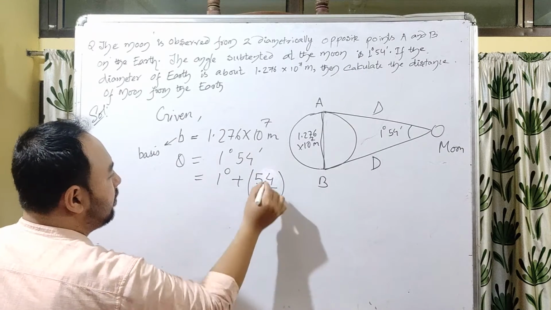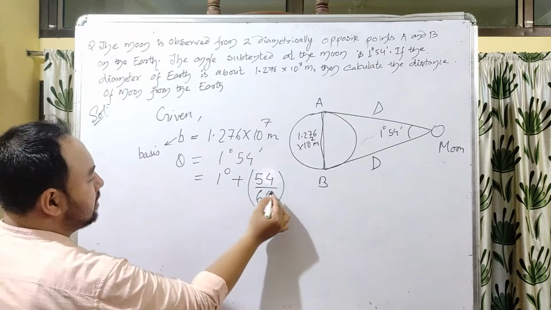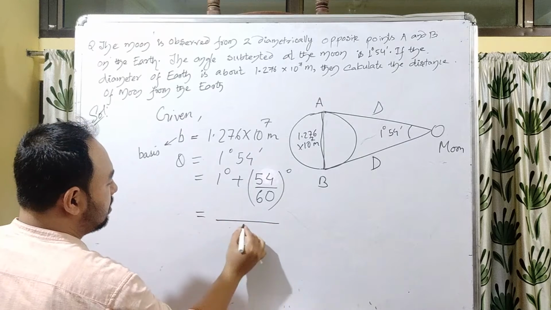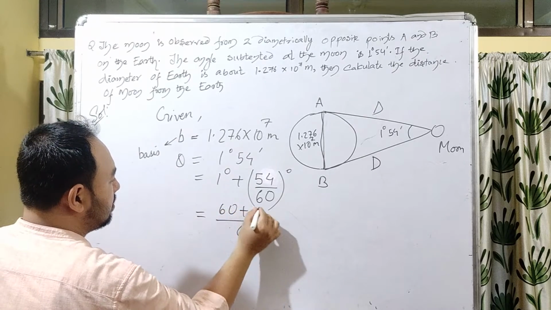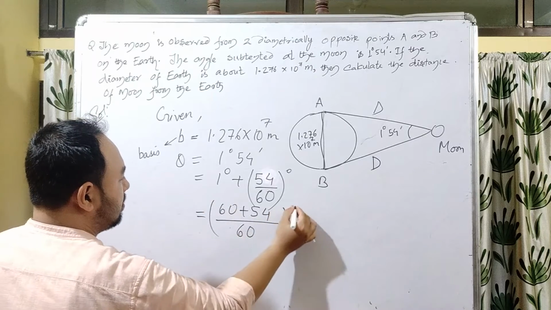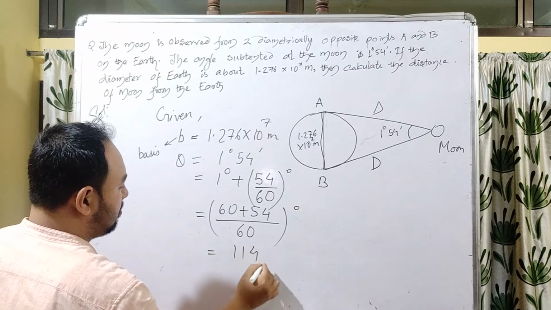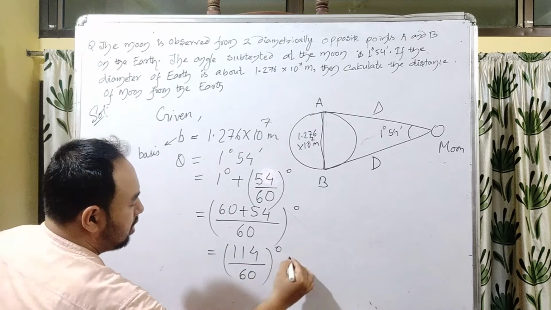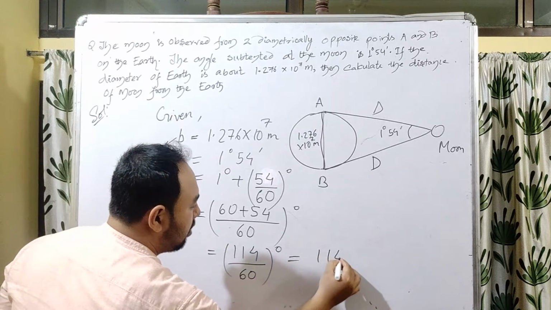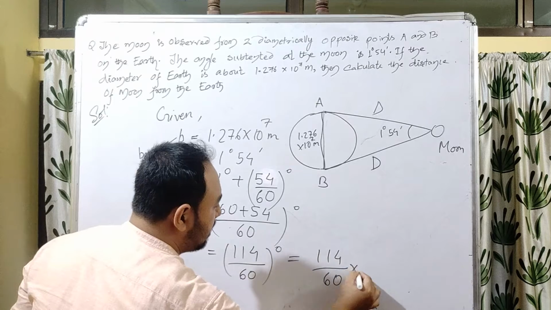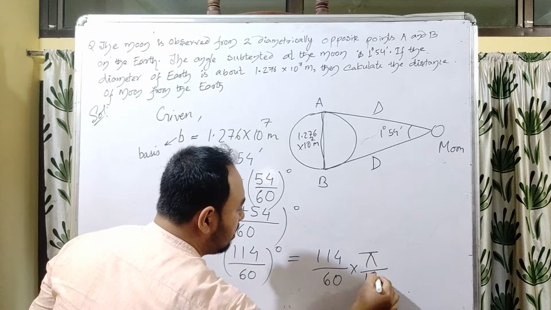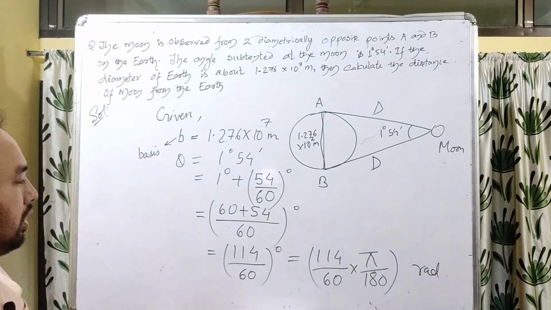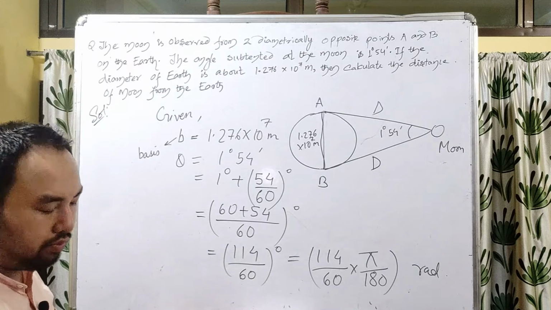If you divide 54 minutes by 60, then you will get degree. So this will come as 114 upon 60 degree, which is equal to 114 upon 60 into pi by 180 radian. Okay, so now we have converted this into the SI units.